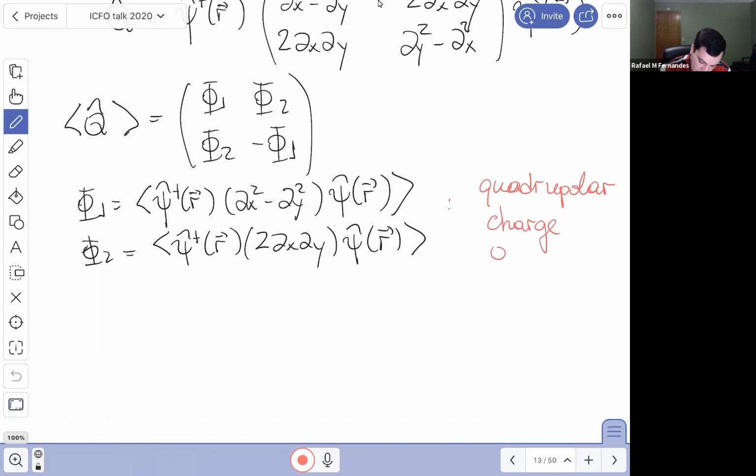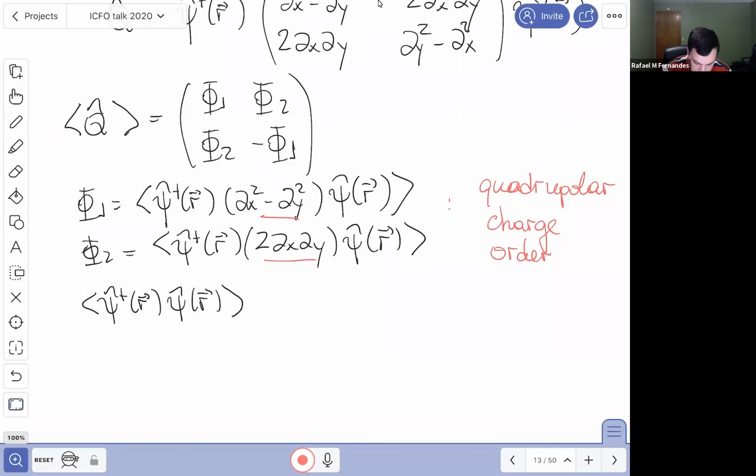So you probably already know that the quantum operator that introduces charge density is psi dagger r psi r. That gives me the local charge. Okay. So this is always non-zero, of course. But phi is this charge operator with these form factors here. And my point is that these form factors give you a quadrupolar charge order. And when they are non-zero, I break a symmetry of the system. To see that, let's consider the following example.